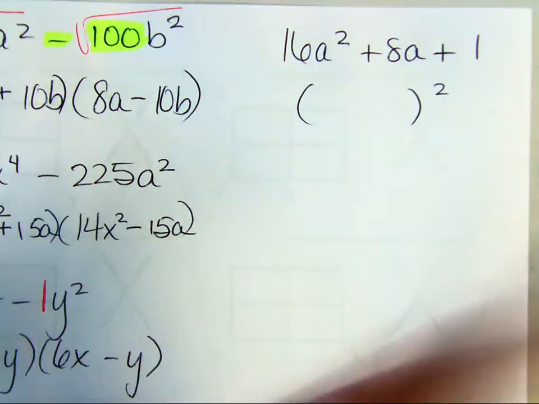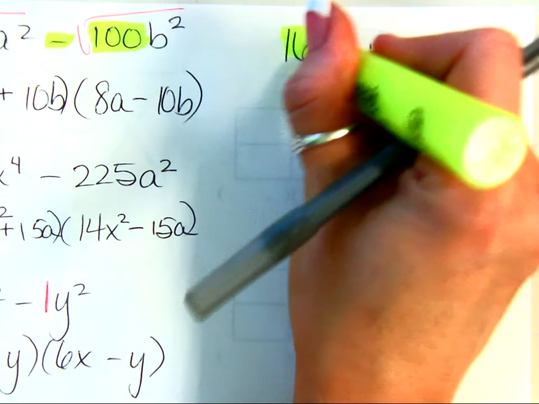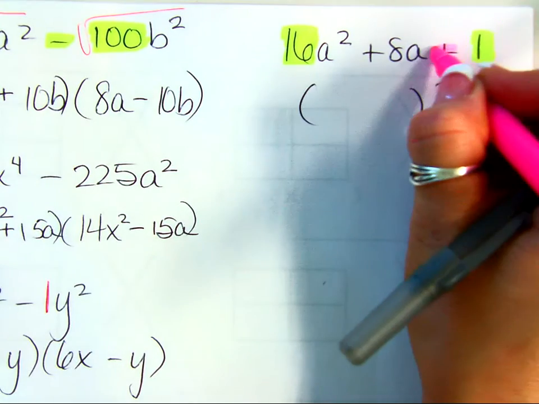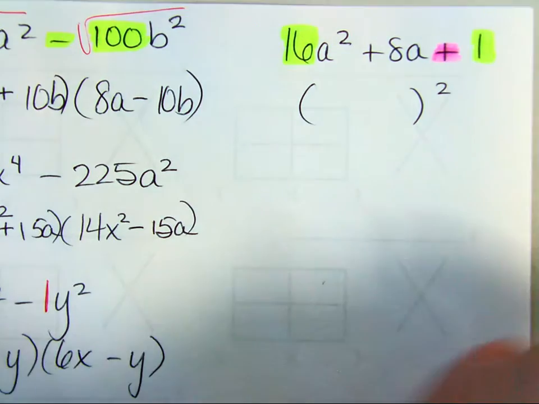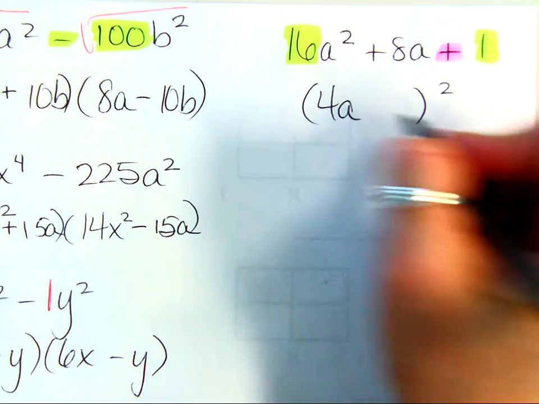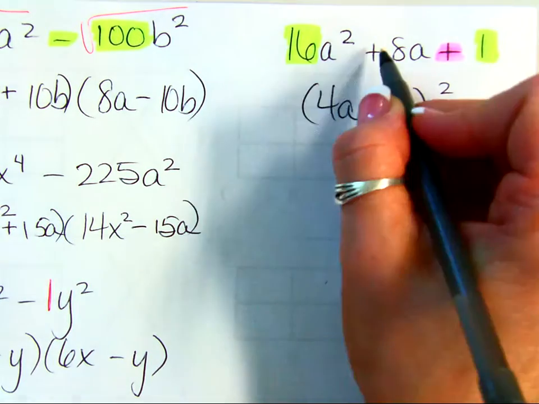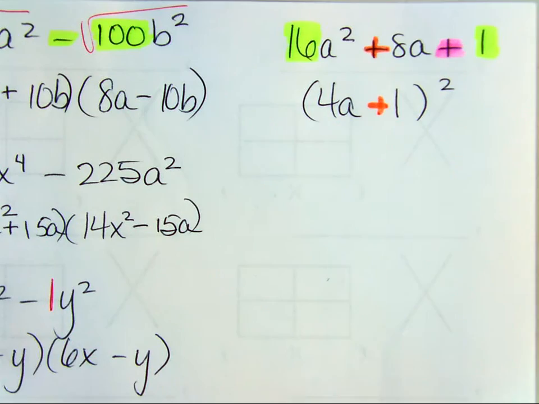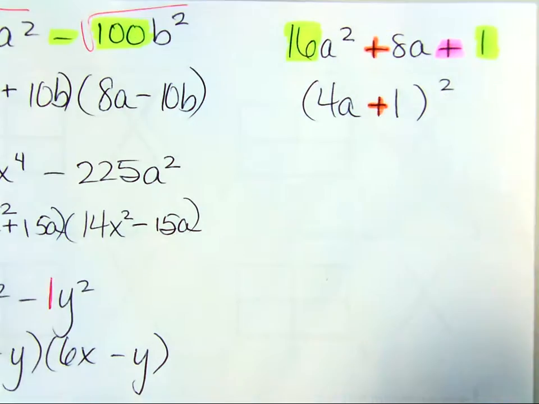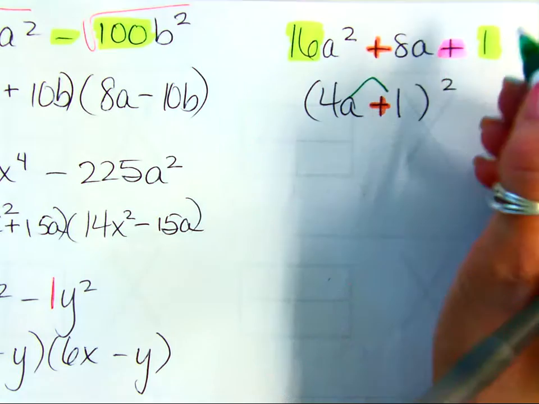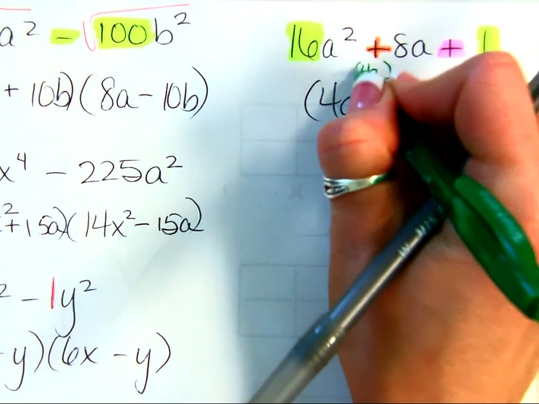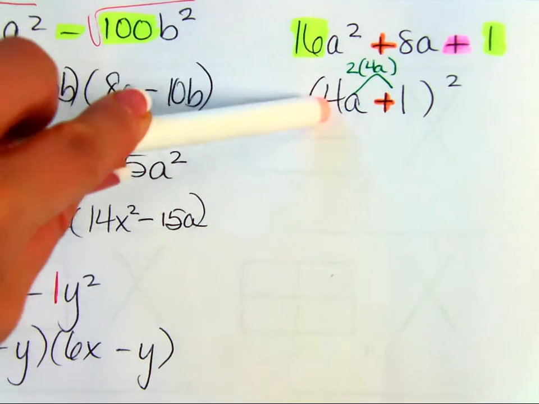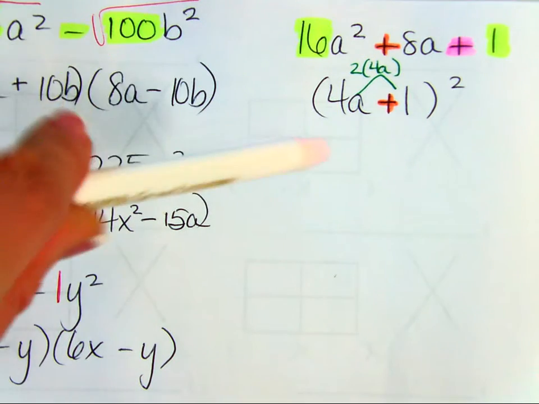So it meets the criteria, 16, 1, with the plus sign at the end. Okay, I just got to check and make sure that 8 is legit, right? So this is a 4a. Square root of 1 is 1. The middle sign goes in the middle. And now I just check it. 4a times 1 is 4a. Doubled is that. Yes. So then if that works, then that is your answer. 4a times 1, 4a plus 1 times 4a plus 1 is that, okay?